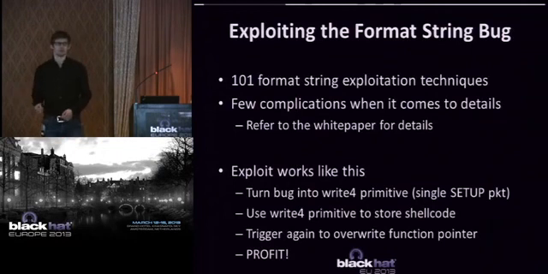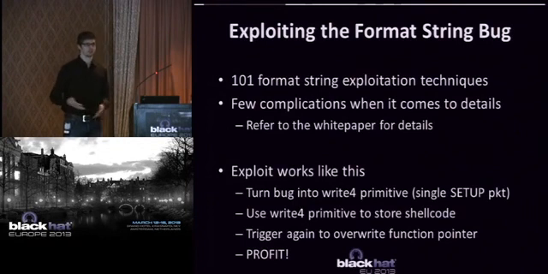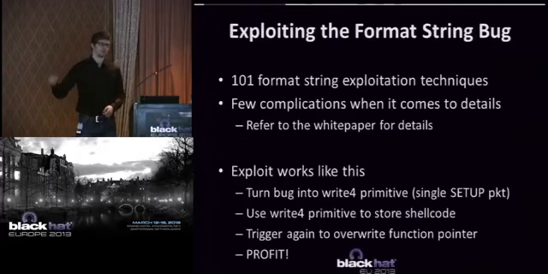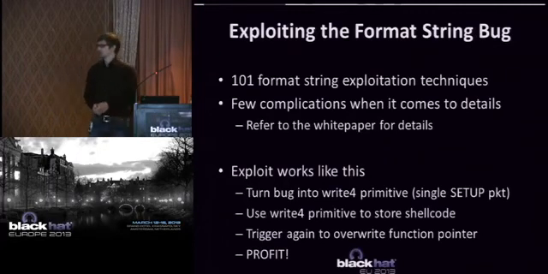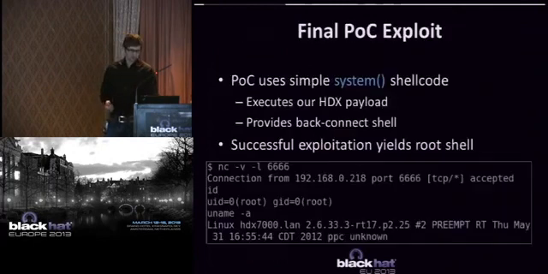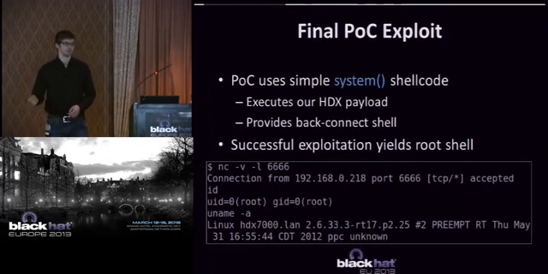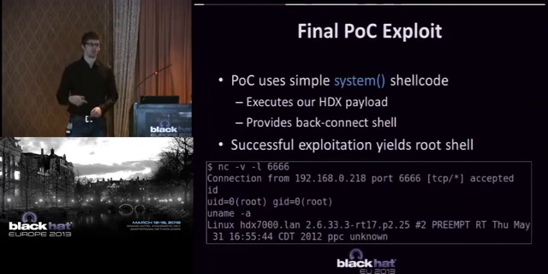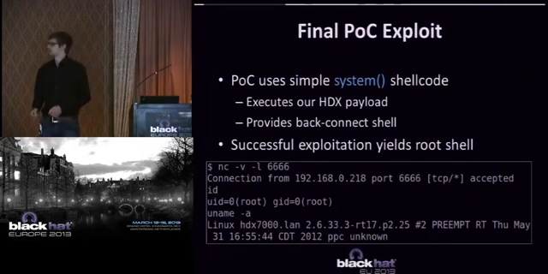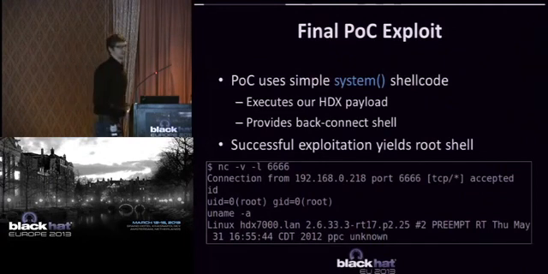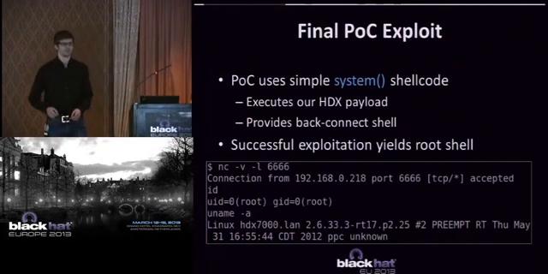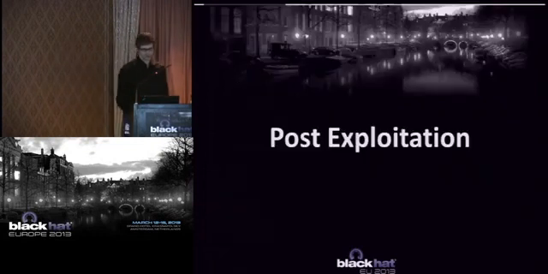So we use that in order to basically store our whole shellcode in memory at a fixed address, because there's nothing like ASLR. Then we overwrite a function pointer and basically let it jump into our shellcode. And in order to exploit this one, we actually used a pretty simple system shellcode, where we write a shell command in memory and then execute this shell command. And that one just gives us a back-connect shell. And as I said, the AVC process, which we are exploiting here, is running as root, so we get a remote root shell on the device.